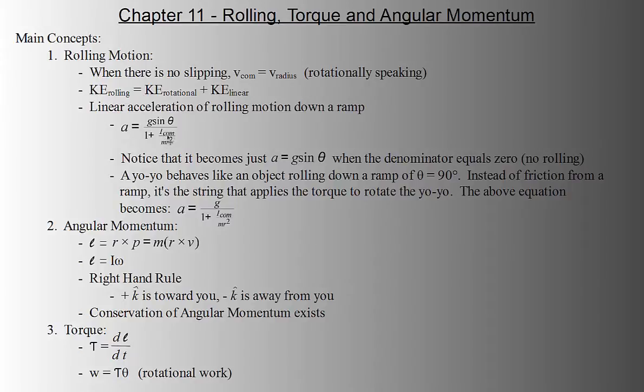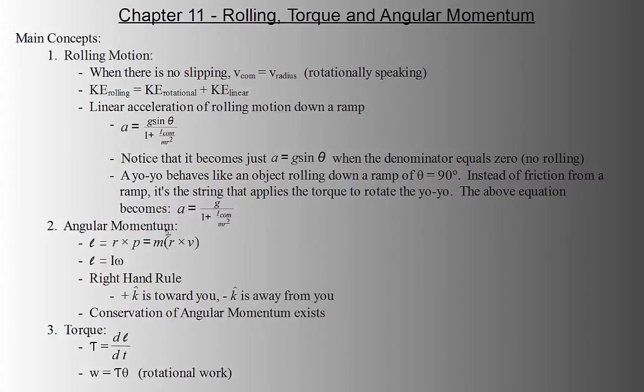So when there's no rolling, then there's no I_com, no radius, all that good stuff. So this becomes 0, and it's just g sine theta divided by 1, which is g sine theta. I'll also talk about a yo-yo and how it's really just a specific case of something rolling down a ramp, and that's a ramp of 90 degrees.